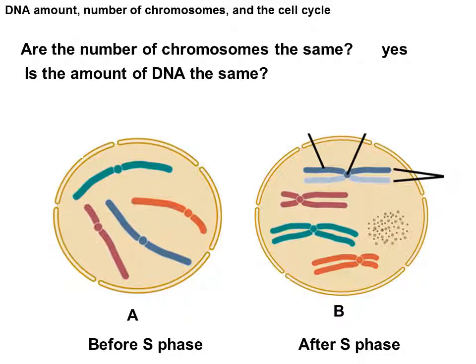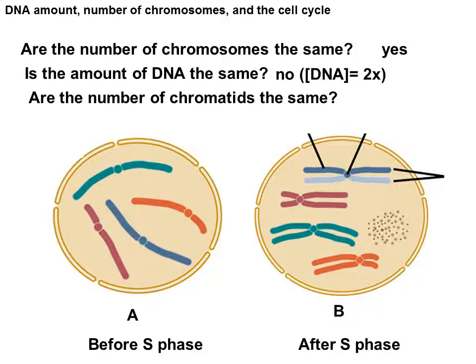Is that the same between these two cells? The answer is no. When we underwent DNA replication, we doubled the amount of DNA in cell B as opposed to cell A. How about the number of chromatids? Are those the same? The answer is no. In cell A, we have basically 4 chromatids, whereas in cell B, we have 8 chromatids, 2 sister chromatids per chromosome.